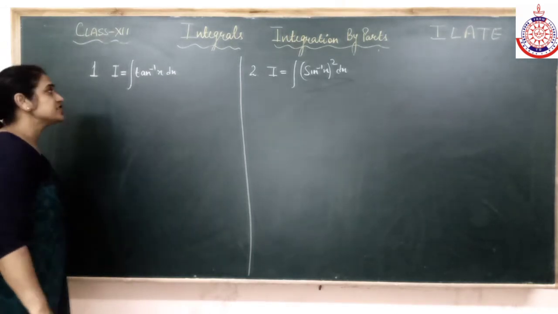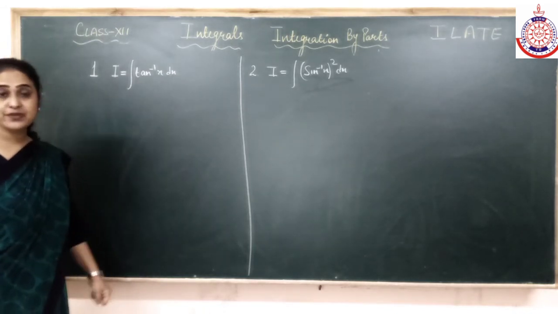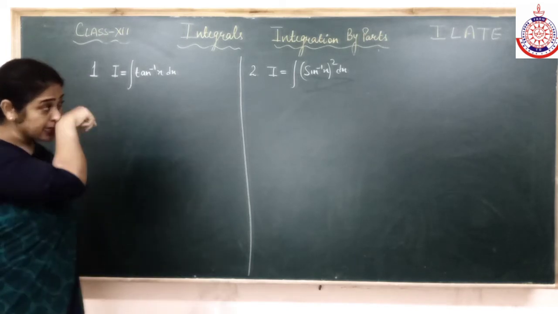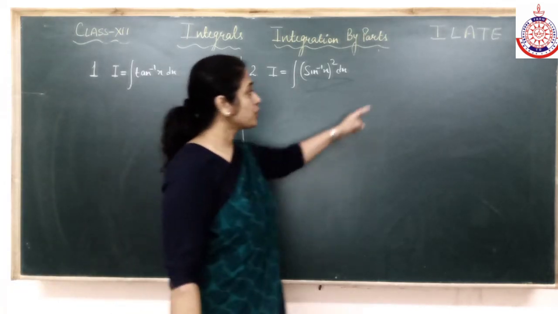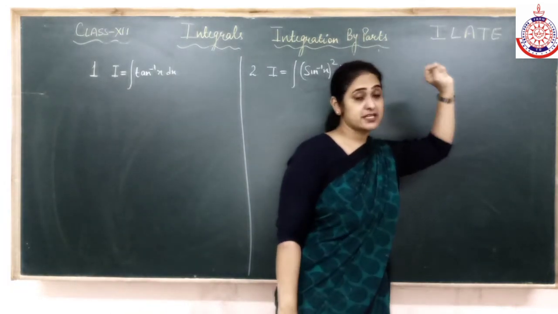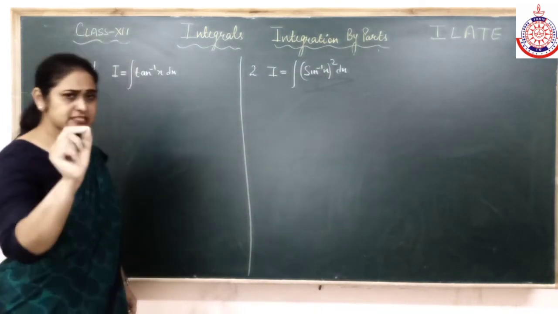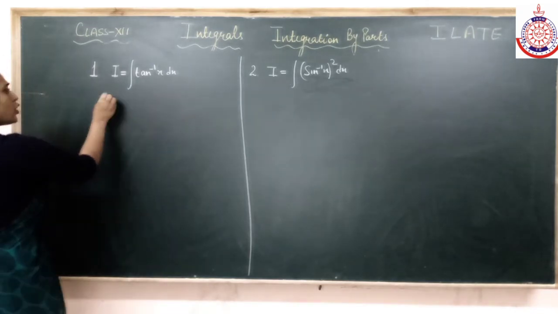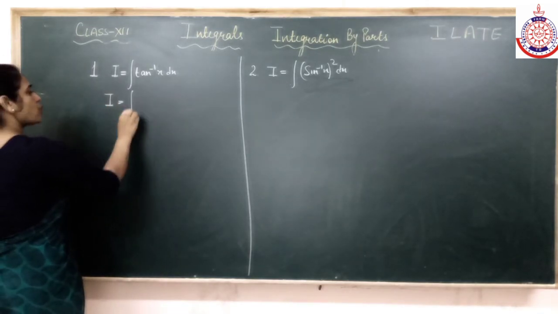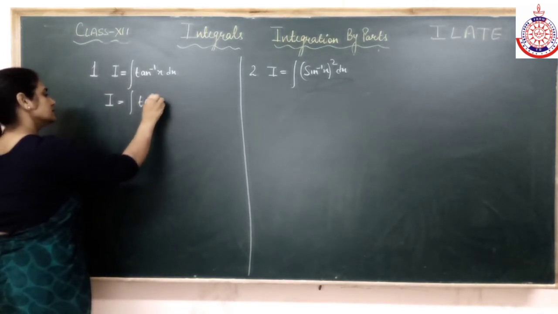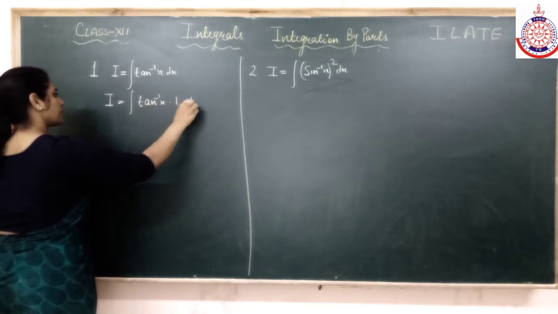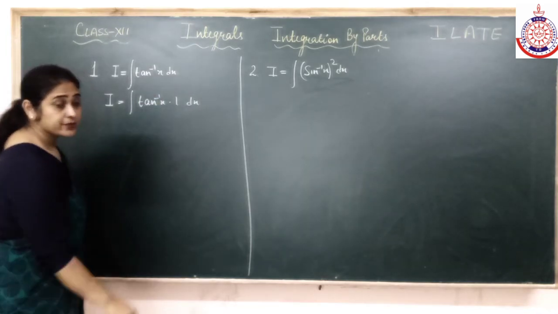Suppose I have the integration of tan inverse x. Tan inverse is an inverse function, so that's the first function it has to be treated as. But it does not have any other second function. What happens if we don't have a second function? We always take the second function as 1. Alright, so start integrating.